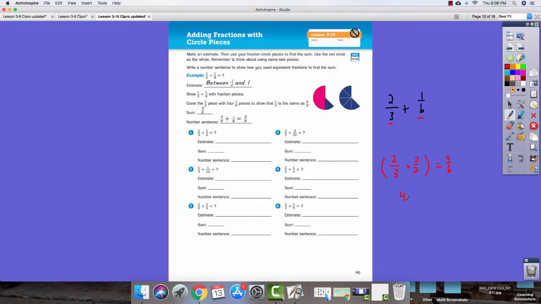So now I can just rewrite my problem, 4/6 plus 1/6. And now that's really easy to add. I have common denominators now. So 4/6 plus 1/6 equals 5/6. Let's do another one.